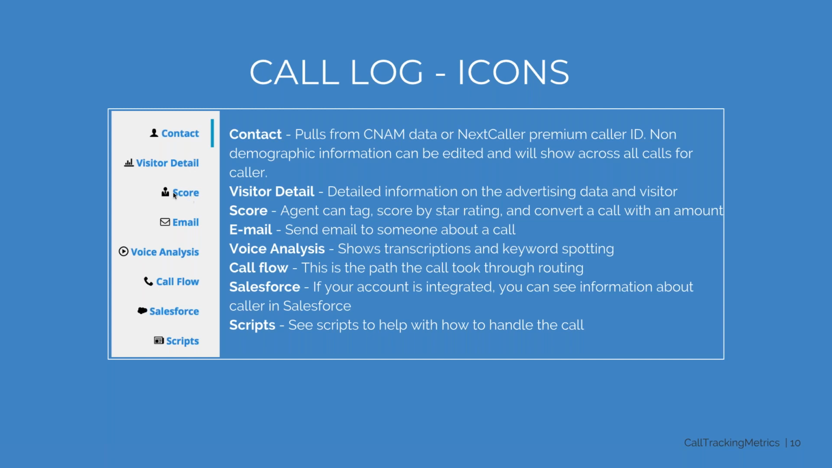Then we have the score column, so we could score the call. We could do a star rating. We could say it converted and actually enter a sale amount. Next, we have the email icon. This will allow us to send an email to someone about the call, which is kind of cool because it also gives us the option to include the call recording. So maybe I'm on a sales call and I want to send the prospect the recording and transcript of the call. I could very easily do that by coming here and then just putting their email address in and attaching the recording. So up next, we have the voice analysis.